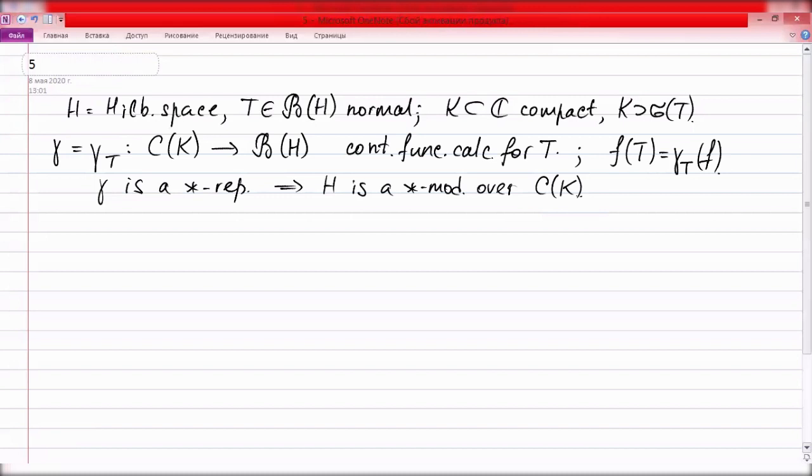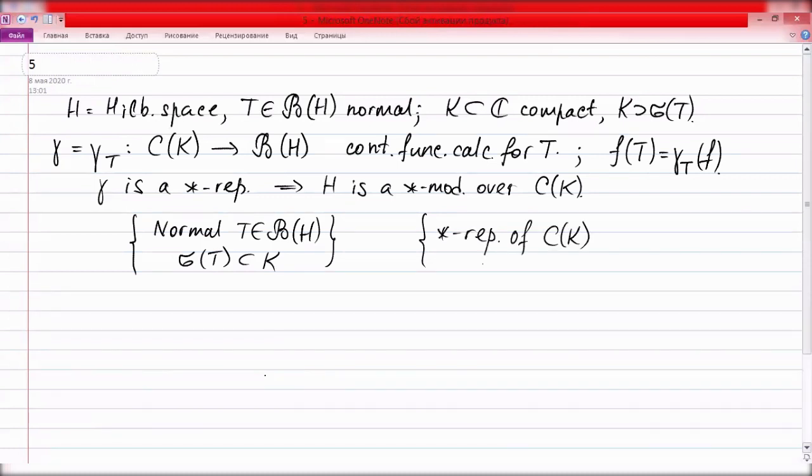So we have the following picture. For each normal operator T on H, such that the spectrum of T is contained in K, we constructed a star representation of C(K) on H. And it's very easy to see that this construction is actually a one-to-one correspondence, because the inverse construction is trivial.